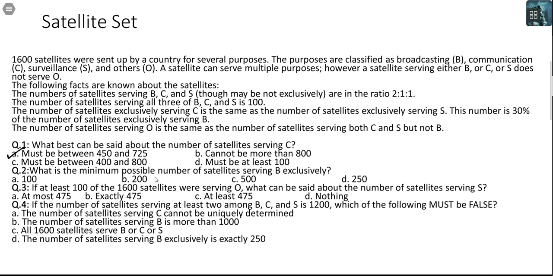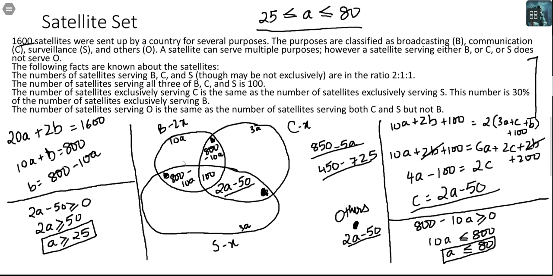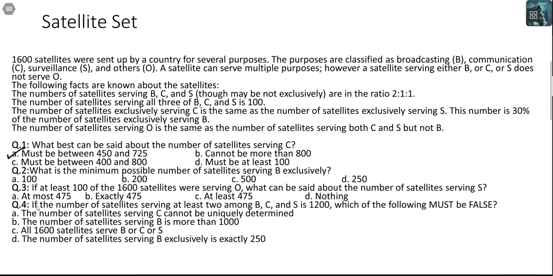Question 2. What is the minimum possible number of satellites serving B exclusively? Serving B exclusively is given by 10a. The minimum possible value of a is 25. So the minimum possible number of satellites serving B exclusively would be option D, 250.